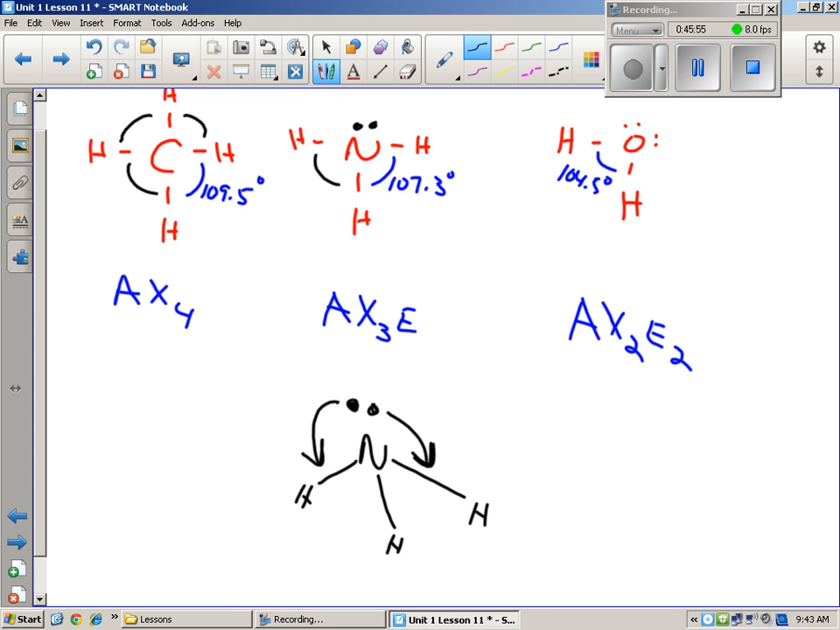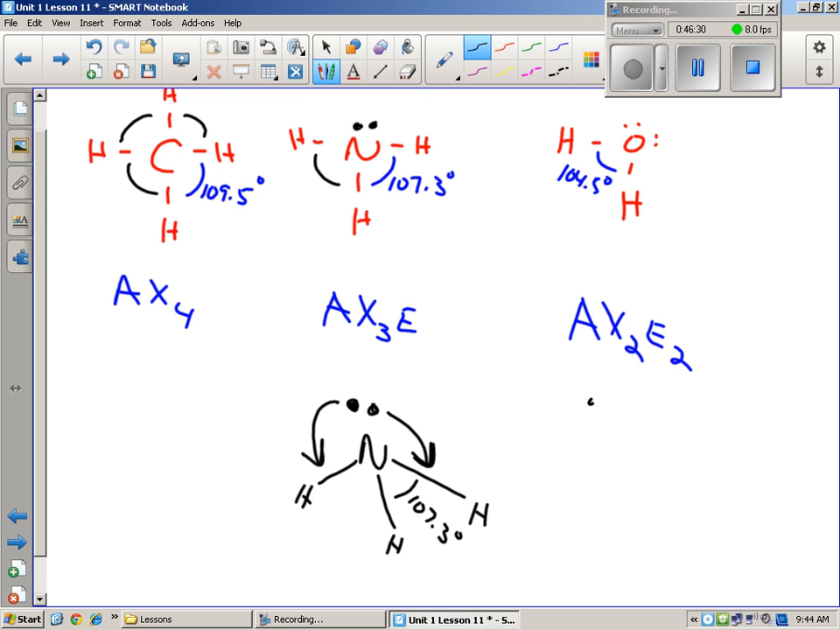So now this has shrunk down to 107.3. It was 109.5. Everything was nice and spread out. But now you put a lone pair up here and it pushes more. Well, this has to shrink. It pushes away. When that happens, it shrinks this angle. So that's 107.3. That's why we didn't just call them all tetrahedral. They're not all the same shapes. They're slightly different.